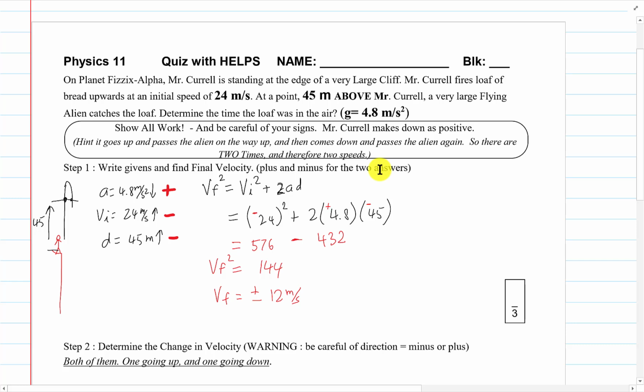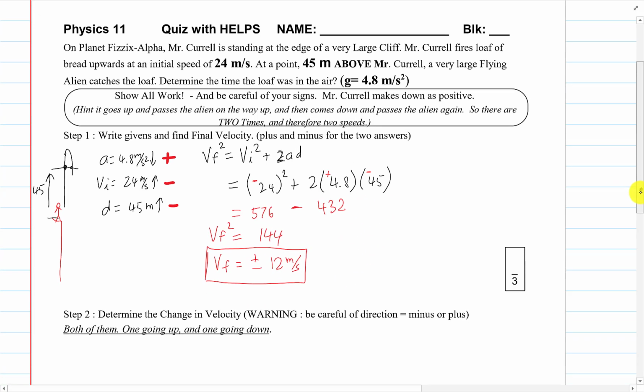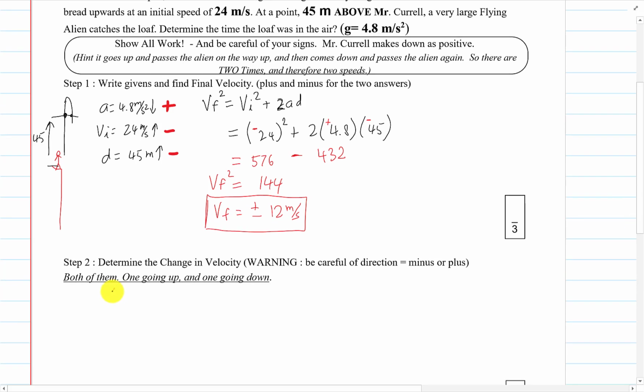Plus and minus, the two answers. So if it's minus, it'll be up, and if it's plus, it'll be down. Now determine the change in velocity.